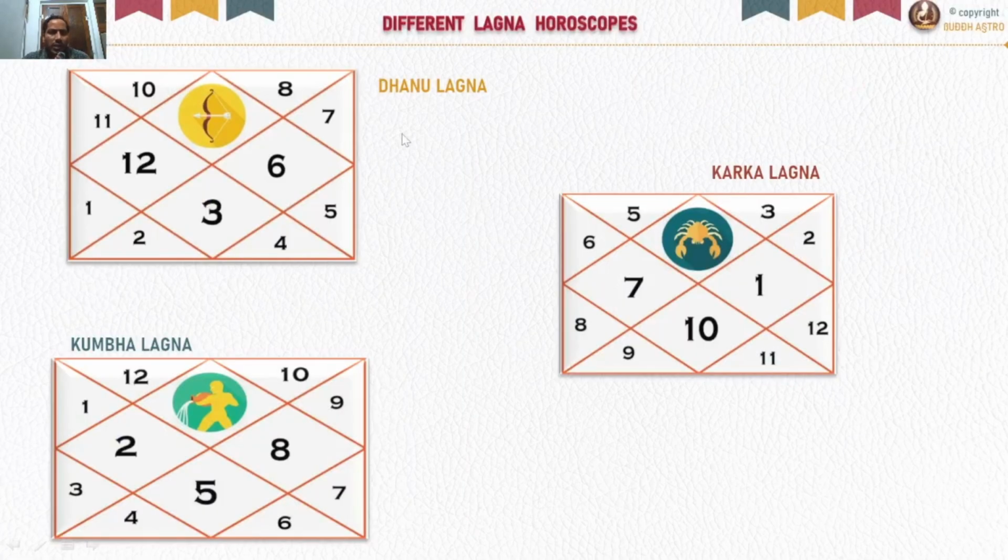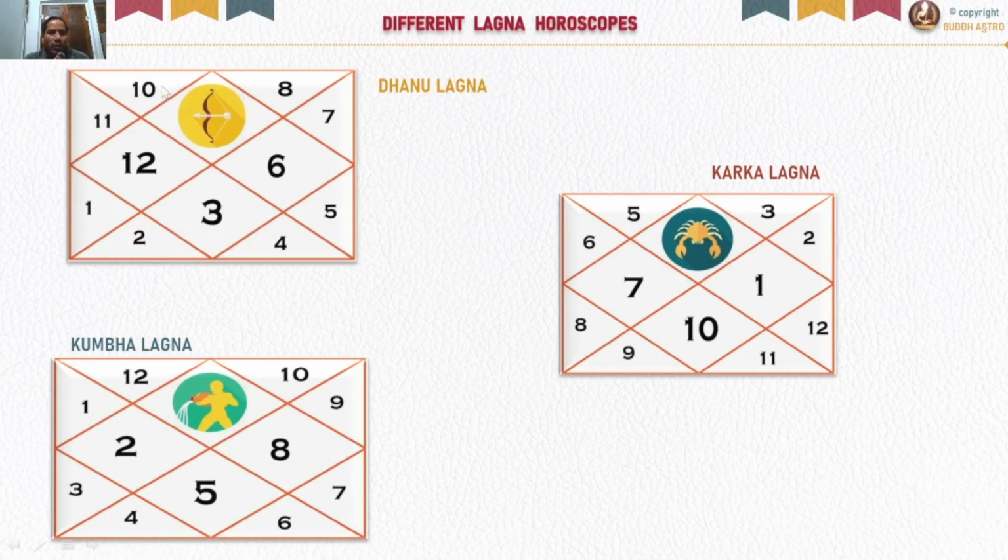Now see, these are the different lagnas. This is the Dhanu Lagna horoscope, this is the Kumbh Lagna horoscope, this is the Kark Lagna horoscope. Why? Because this first box, which is called Lagna or first house or ascendant, has the 9 number, which is represented by this symbol. This is the symbol of 9 number, and 9 number is known as Dhanu or Sagittarius. So you have to remember this point.